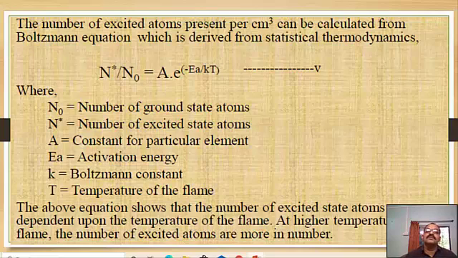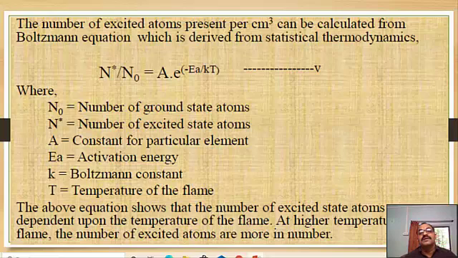Now the number of excited atoms present per cubic centimeter can be calculated from the Boltzmann equation, which is derived from statistical thermodynamics. The equation is N*/N0 = A e^(-Ea/kT), where N0 is the number of ground state atoms, N* is the number of excited state atoms, A is the constant of a particular element, Ea is the activation energy, k is the Boltzmann constant, and T is the temperature of the flame. The above equation indicates that the number of excited atoms depends upon the temperature of the flame.